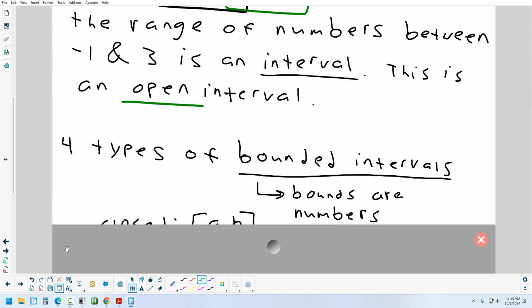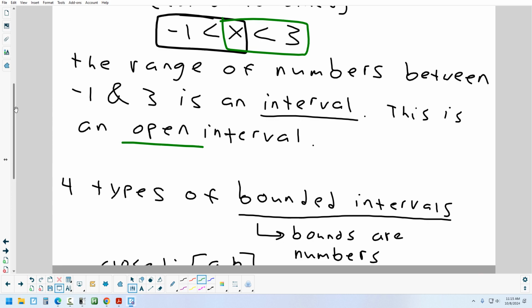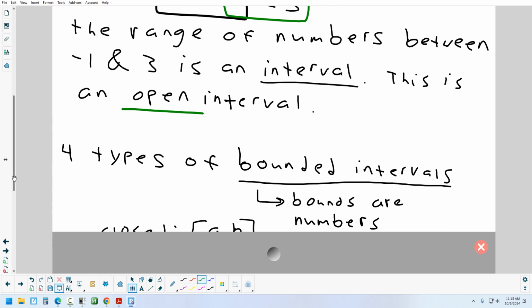Our interval starts at a number, stops at a number. You might include or not include the number. That's different. But you start at a number and you stop at a number. Can anybody think of an interval that would have a symbol in it where it wouldn't be a number? What can we have in an interval besides a number?